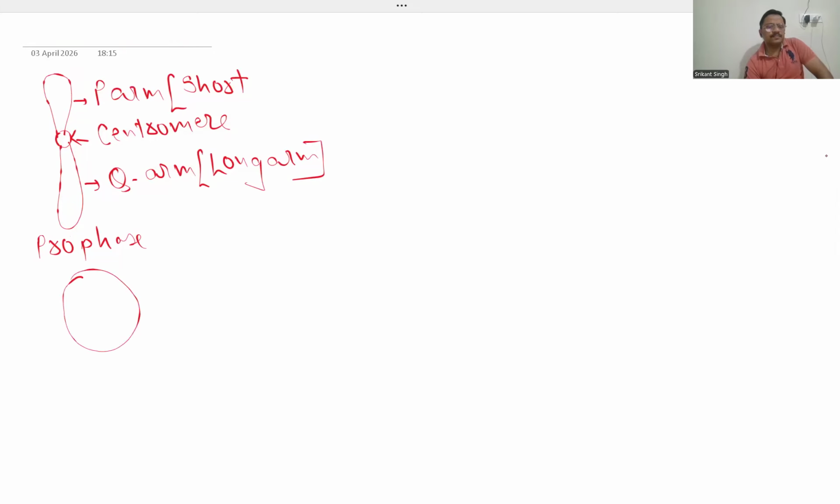In this phase, the chromatin starts to condense. As you see, at the starting time of prophase the chromatin is long in length and thin, because now it is starting to condense.